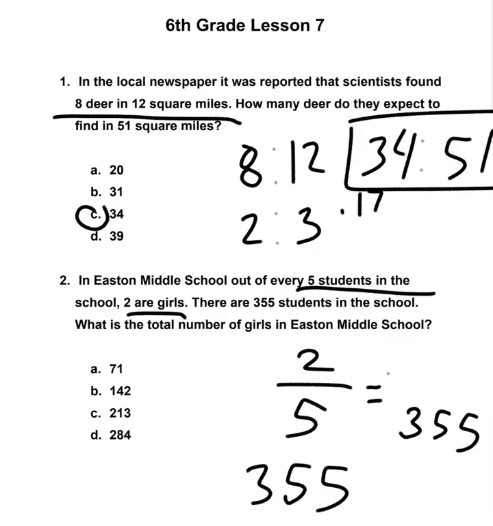So 355 divided by 5, and then multiply 2 by 71, which is equal to 142.